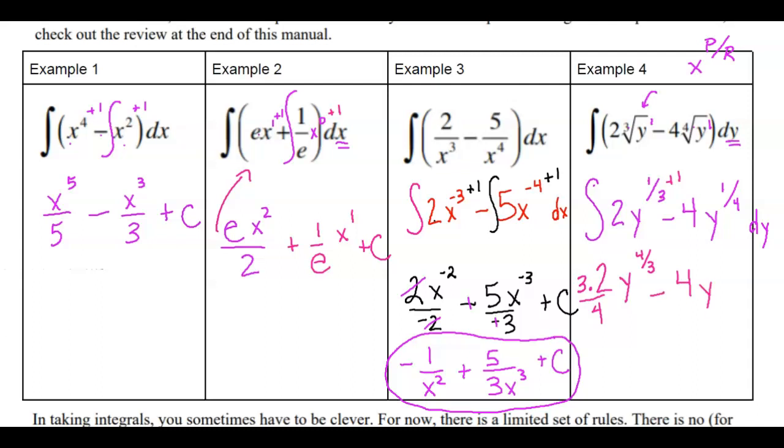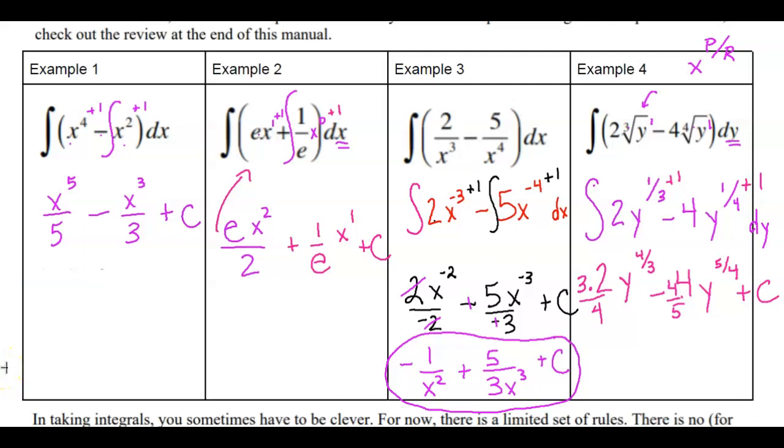Minus 4y. If I add these together, I get 5/4. So multiply by the reciprocal, and then plus c. So it's really easy if you don't write this out to think like, oh, I bet the 4's are going to cancel. No, they don't. All right, so let's clean this up.